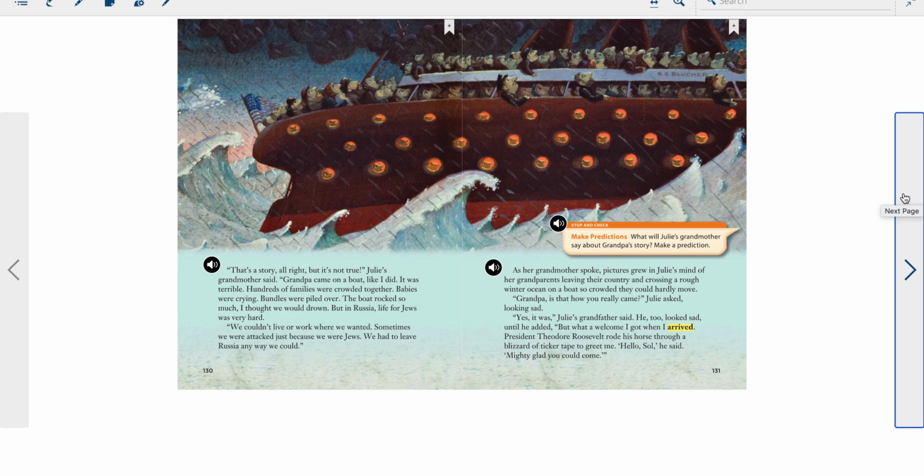But in Russia, life for Jews was very hard. We couldn't live or work where we wanted. Sometimes we were attacked just because we were Jews. We had to leave Russia any way we could."